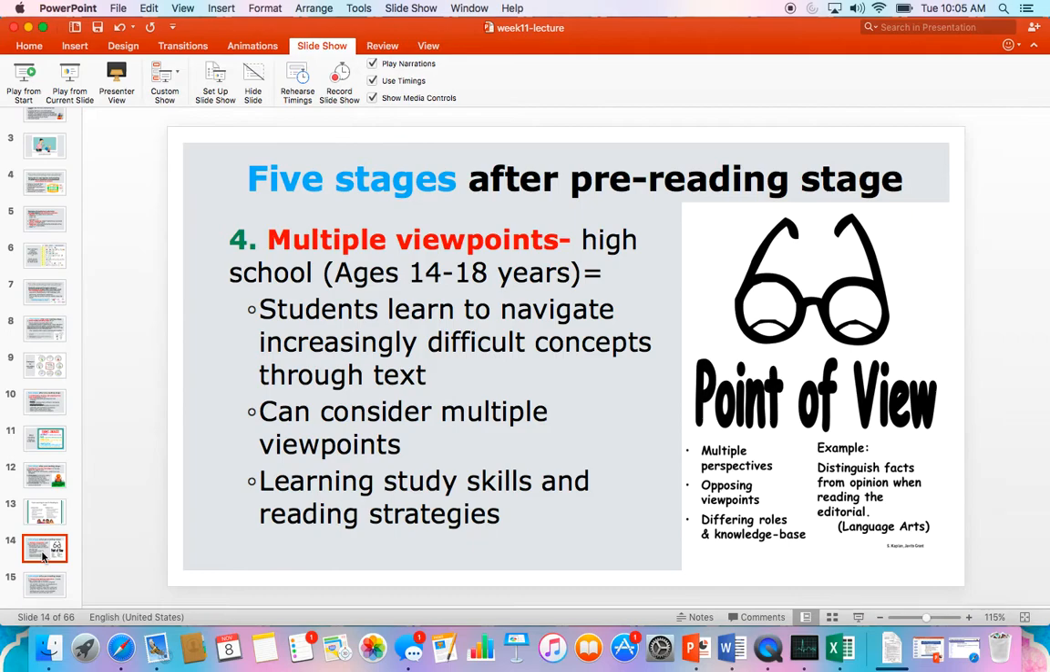So, stage 4, multiple viewpoints. This is high school, ages 14 to 18. Students learn to navigate increasingly difficult concepts through text. They can consider multiple viewpoints and learning study skills and reading strategies. So here's another example over here. Distinguishing facts from opinion when reading an editorial, things like language arts.